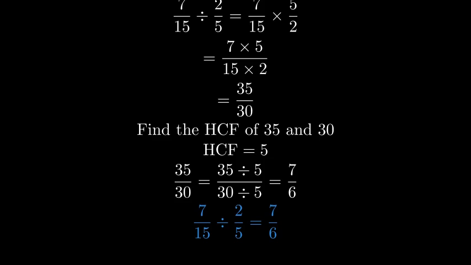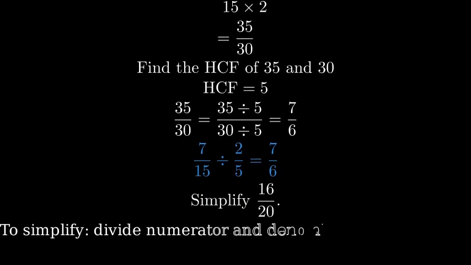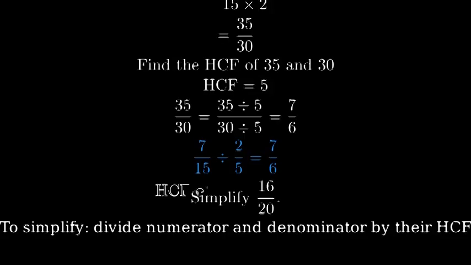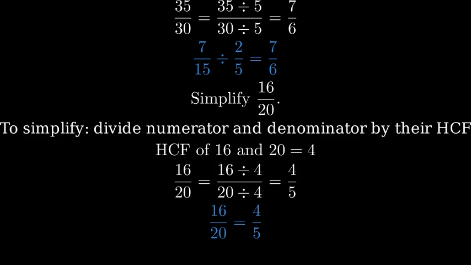Let's now look at simplification. Simplify 16/20. To simplify a fraction, we divide both the numerator and denominator by their highest common factor, or HCF. The HCF of 16 and 20 is 4. Dividing both by 4. 16 divided by 4 equals 4, and 20 divided by 4 equals 5. So, 16/20 simplified equals 4/5.